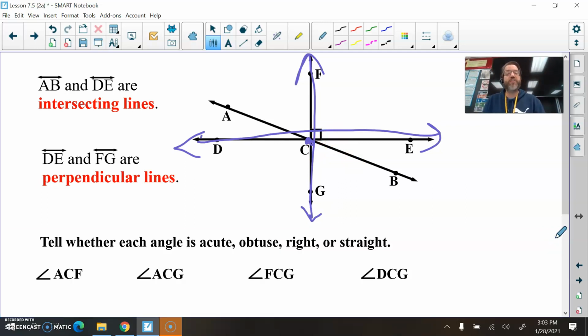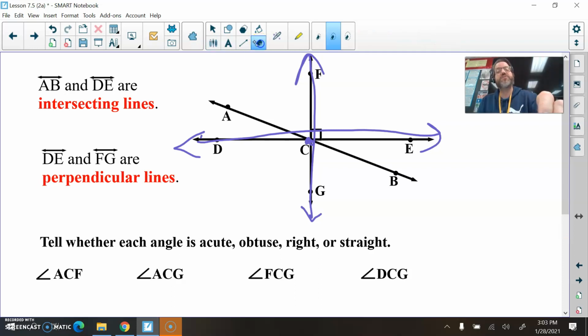All right, so tell whether each angle is acute, obtuse, right, or straight. And I better clean this up a little bit.